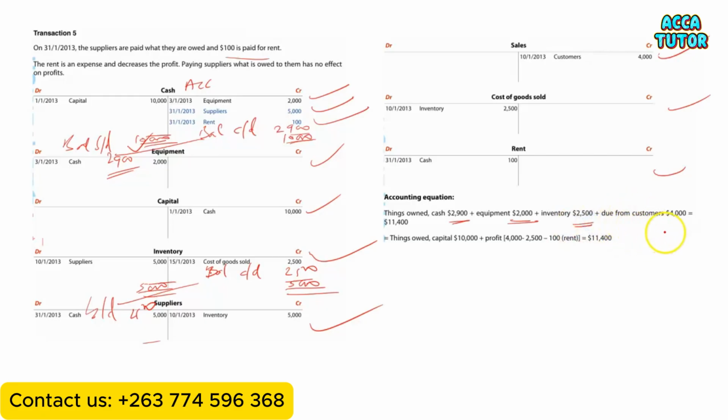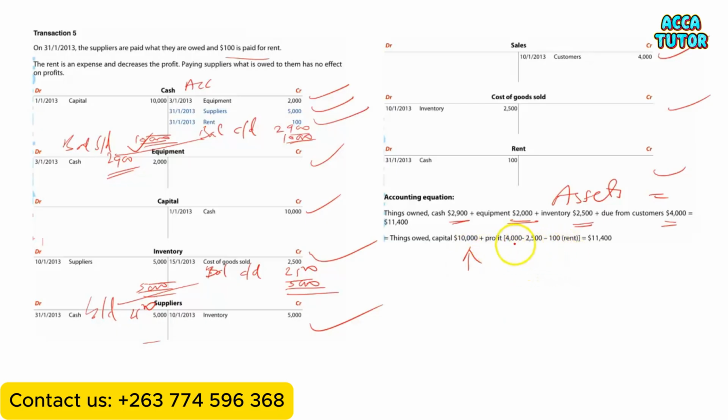And then due from customers, the customers, did they pay us? They didn't pay us, so they are still owing us. So these are the dues from the customer, the receivables of 4,000. All these are the assets the business is owning. Okay, so these are our assets, which are equal to the things owed by the business, that is the capital and the profit. Okay, the capital and the profit.